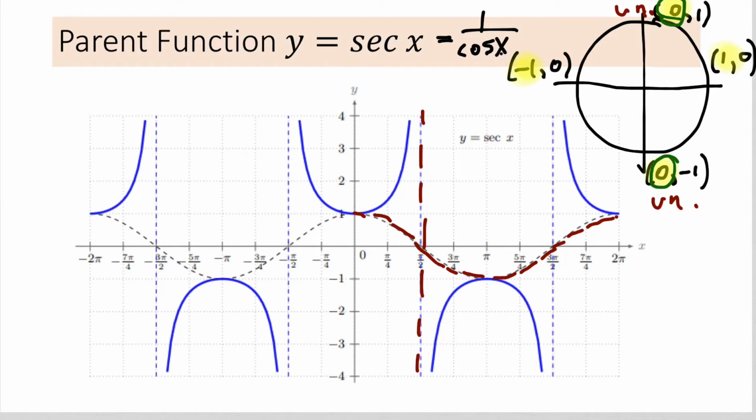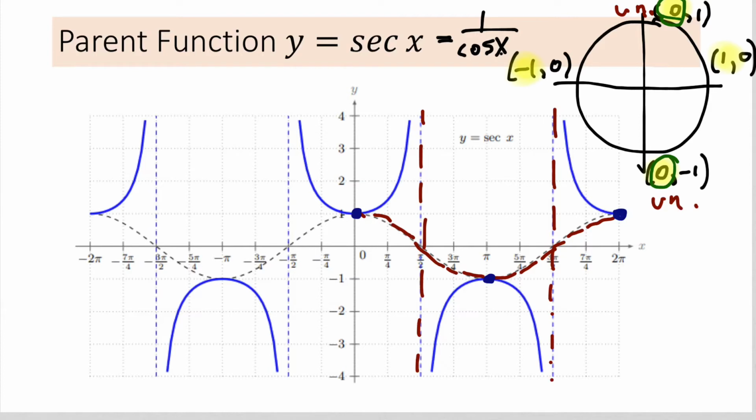So here's pi over 2, and here's 3 pi over 2. All right? So those are the places where your secant is undefined. Now we're going to have some places where the cosine and the secant are the same, and those are these dots right here. Let's make them blue. These are going to be on the graph of the secant right here in 3 places for 1 period.